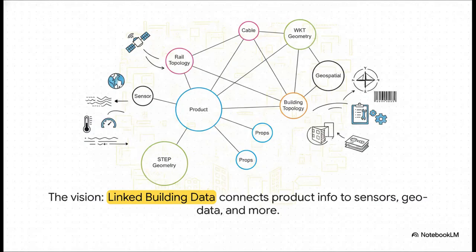And this right here, this is the ultimate vision. This is linked building data in action. Your main product info can be directly linked to live sensor data from the site, geospatial data, supplier specs, maintenance records, literally anything. It creates this modular, interconnected world where you can pull the exact data you need precisely when you need it.